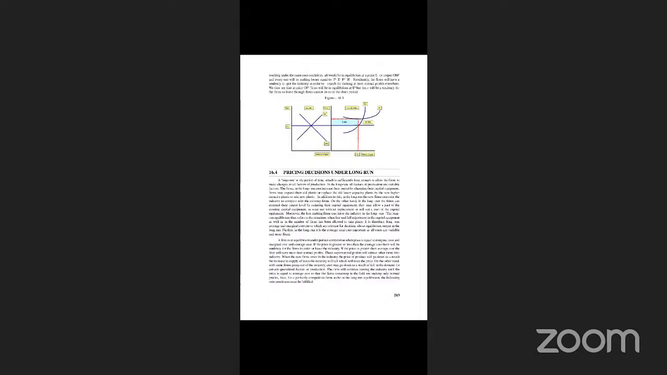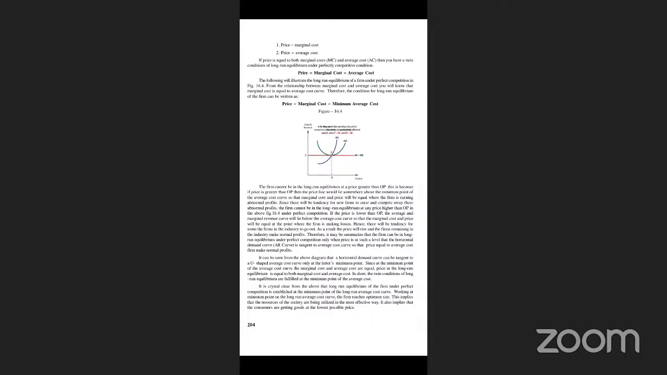Pricing: how prices are fixed in perfect competition. This is the formula used by economists and managers: price is always equal to marginal cost, which is equal to average cost. It is shown with this graphical representation.